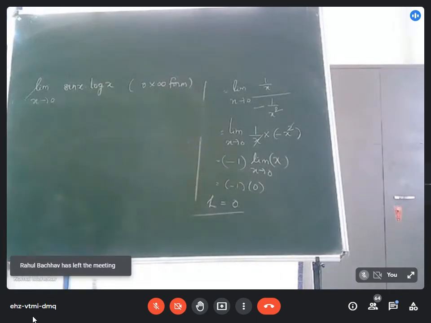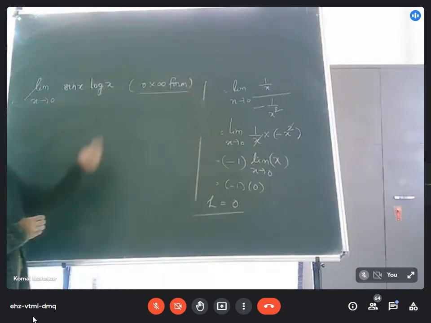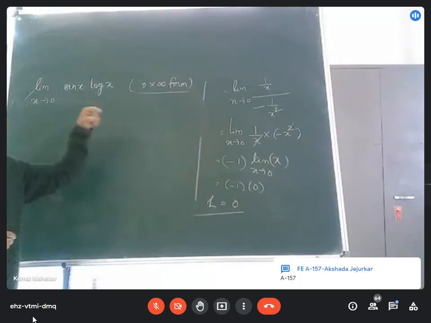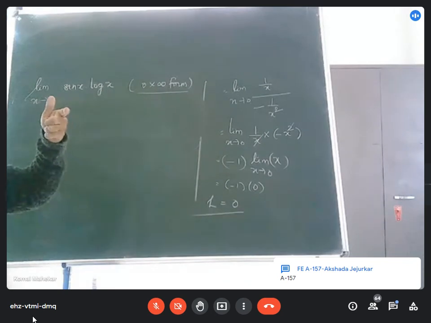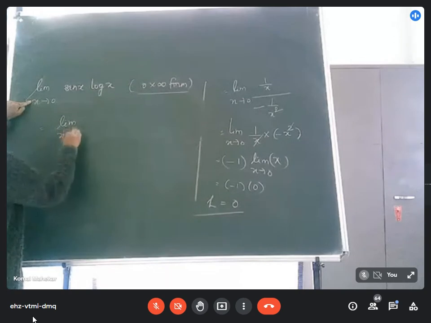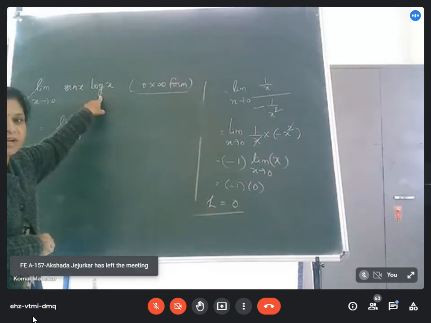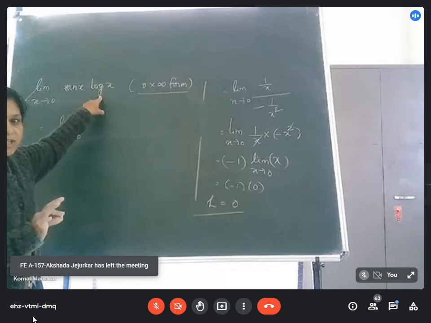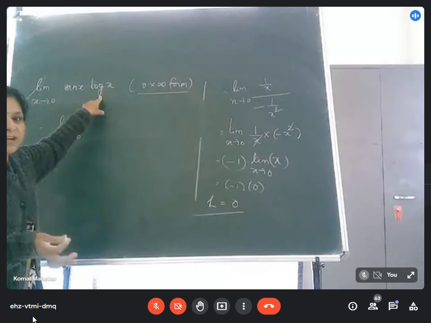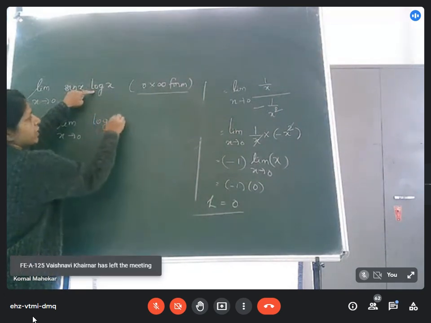So here we will not solve directly this problem. We convert the 0 into infinity form, either in 0 by 0 or infinity by infinity form. तो कैसे करना है? Limit x tends to 0. In general, अगर log का function है तो आपको log का function numerator पे ही रखना है. Keep the function logarithm in numerator. Shift the second function in denominator. ठीक है? तो हम log function numerator में रखेंगे log x.